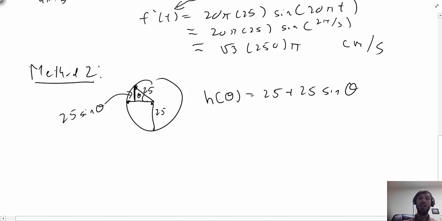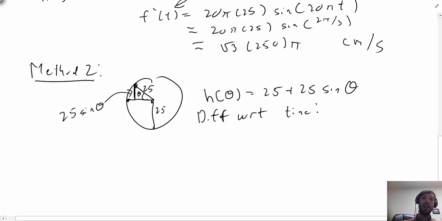Now, this gives me a relationship between h and theta. If I want to use a related rates type approach, the next thing I would do is differentiate this expression with respect to time t. On this side, we have h as a function of theta, so we want h prime, and the derivative of 25 is 0. Here I would get 25 cosine theta, but then times theta prime, using the chain rule there.